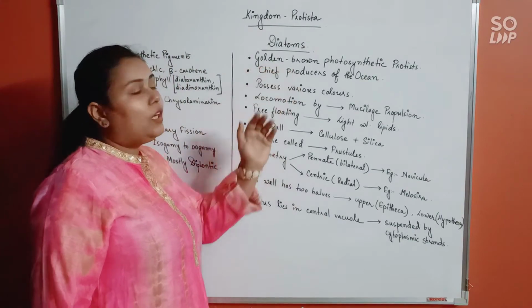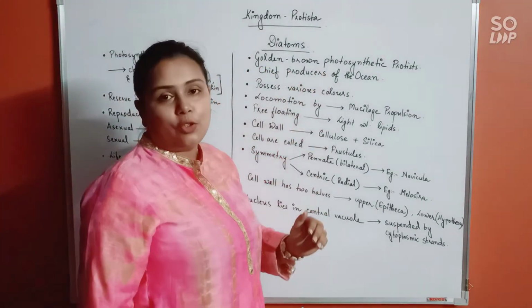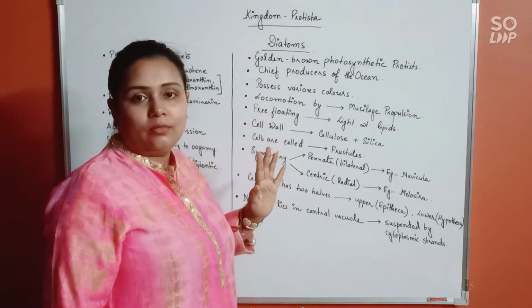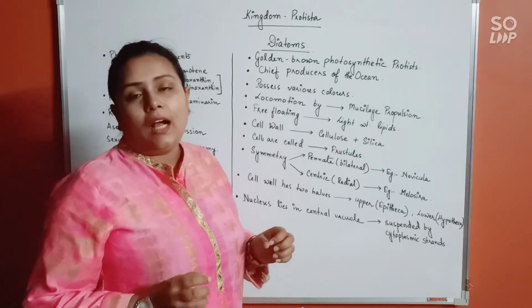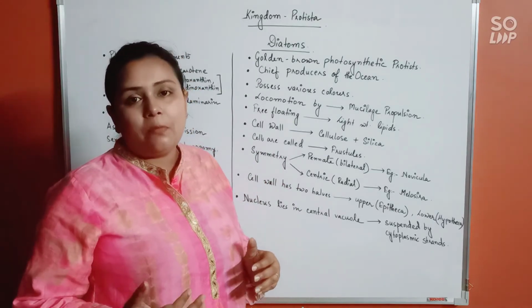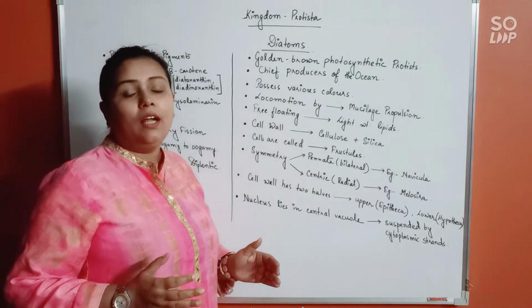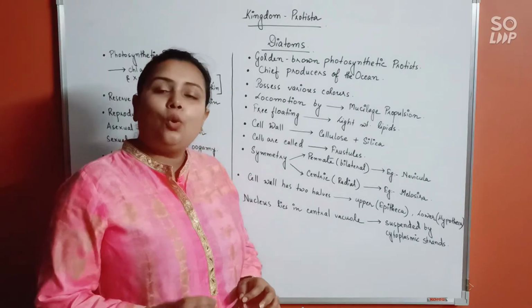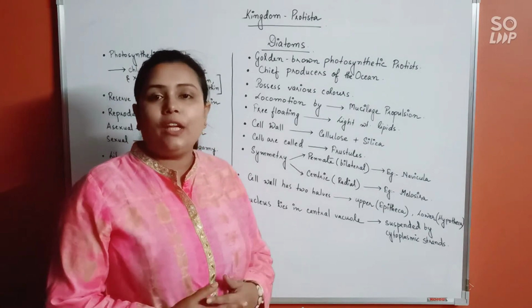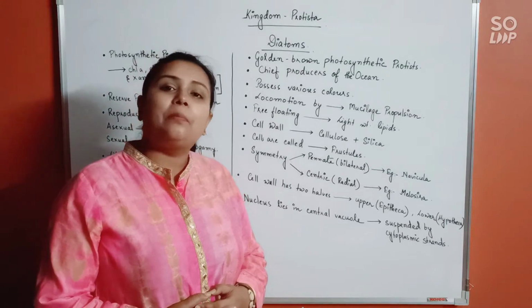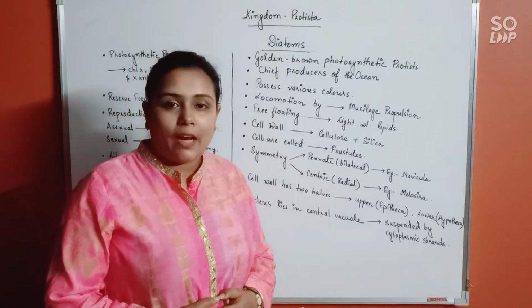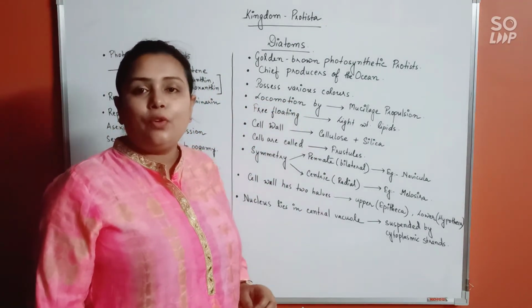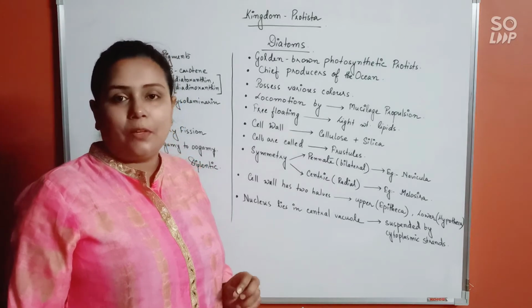First, they are golden brown color photosynthetic protists, which I have already told you about. They are the chief producers of the ocean, meaning they produce more than 50% of the total organic matter that is formed in the aquatic ecosystem. The locomotion of diatoms is not only occurring with flagella. Yes, sometimes in the reproductive phase it might occur with flagella, but mostly locomotion occurs by mucilage propulsion. I hope you remember mucilage propulsion. We have discussed it in the previous class.